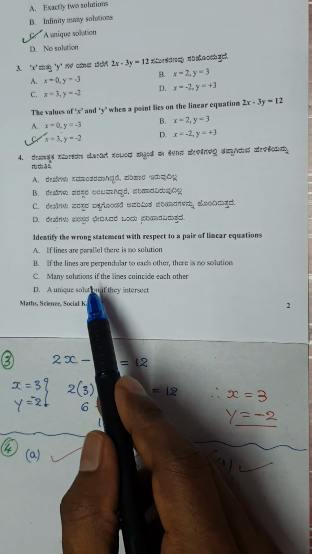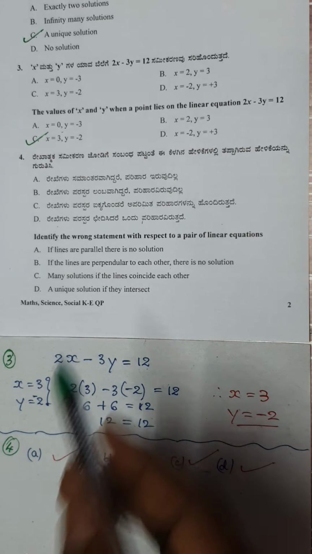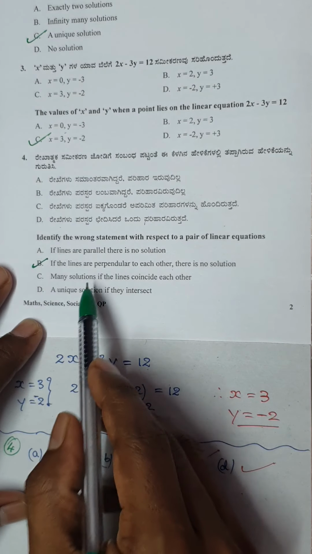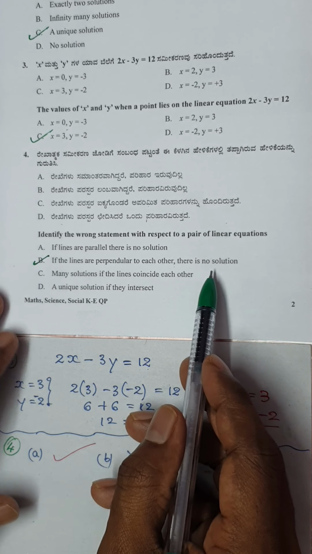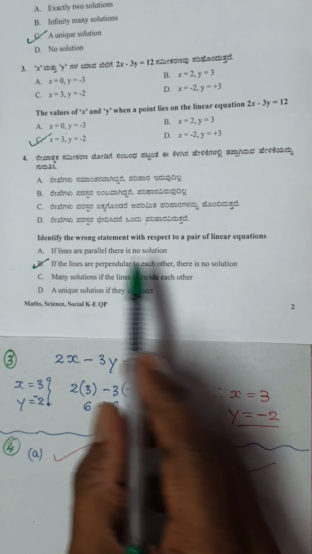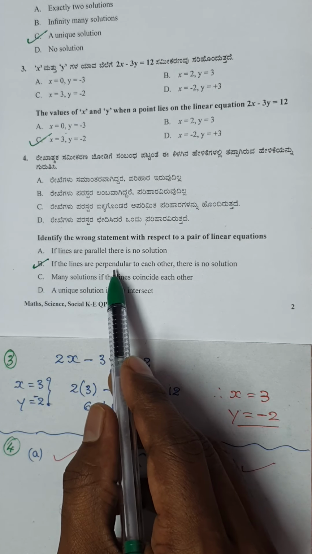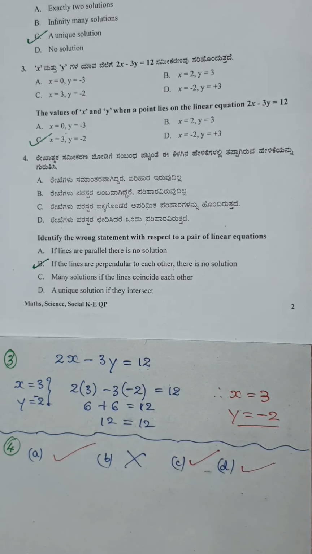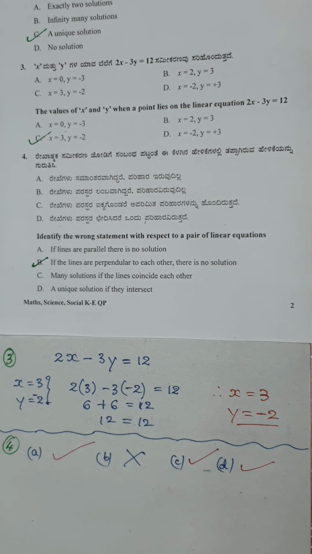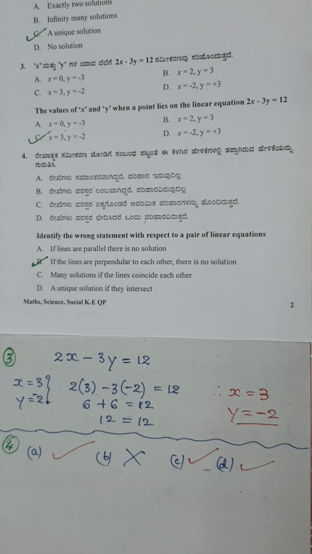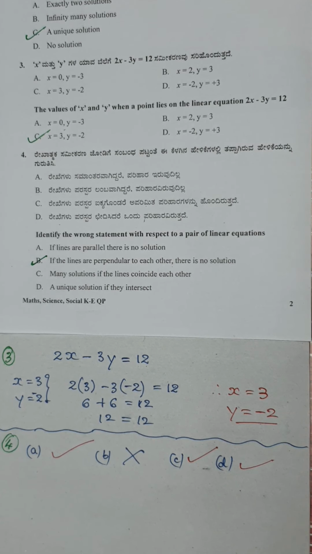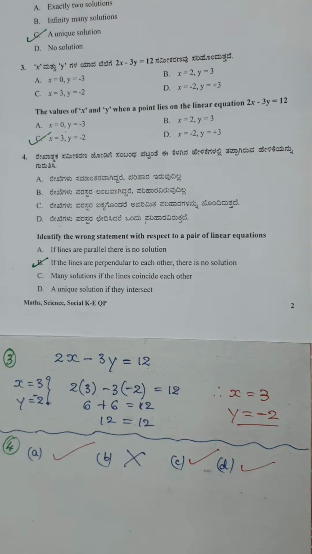Is it clear? Out of the 4 options, the wrong statement is option B, that is, if the lines are perpendicular to each other, there is no solution. Actually, no solution is for parallel lines, not perpendicular lines. Very simple condition. The only thing is you should know the content and the concept in detail. This is not the platform to discuss the entire concept. Let's go on to the next question.